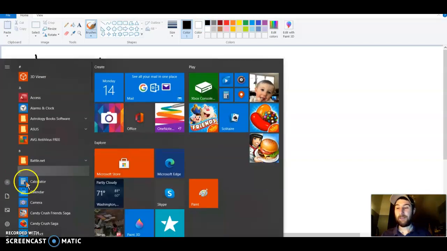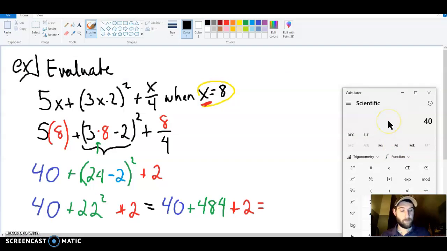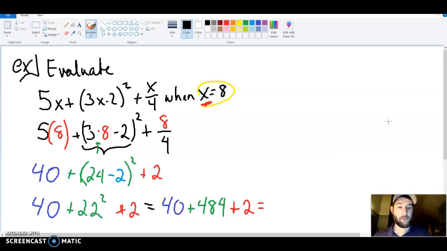Why risk it? Let's use our tools, guys. 40 plus 484 plus 2. We're looking at 526.